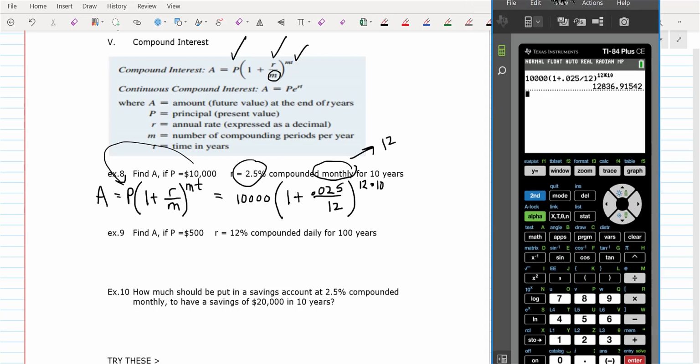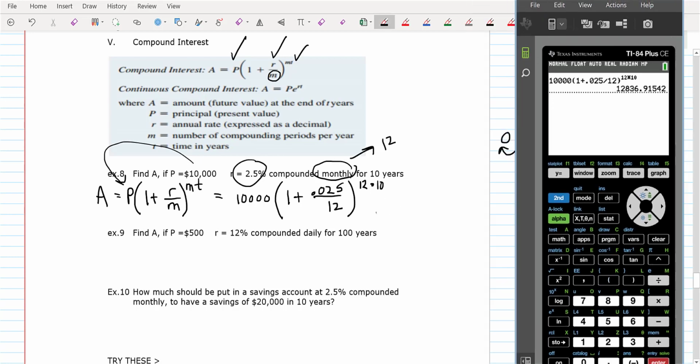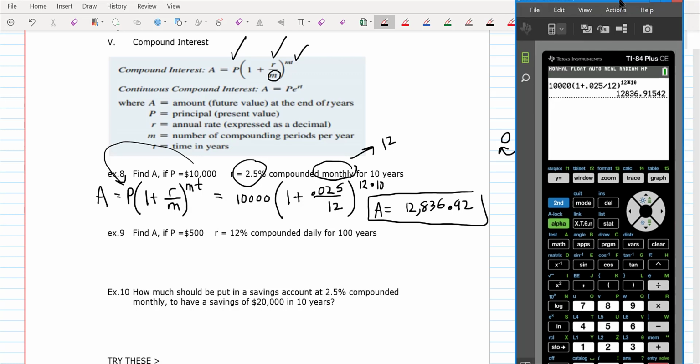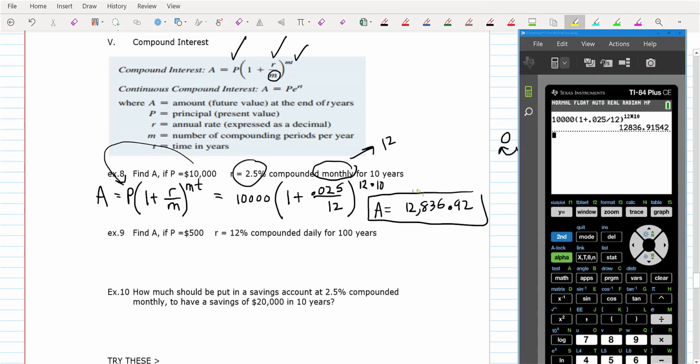and then that'll give the amount of money that's in that account at the end of 10 years. Okay, so what this is giving you is that amount is $12,836, and I'll always round to 2 decimals since we're talking about money, so that's the amount right there. So what that means is your money that started at 10,000 and it grew to 12,836.